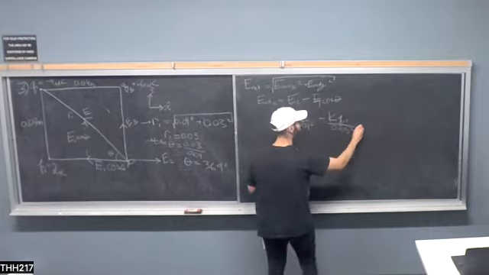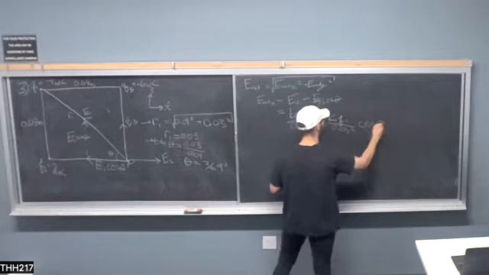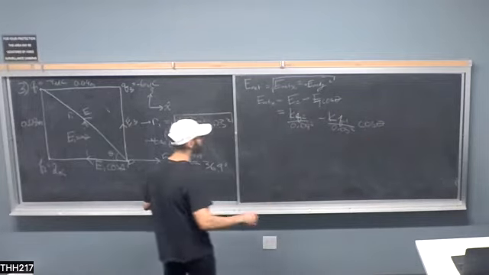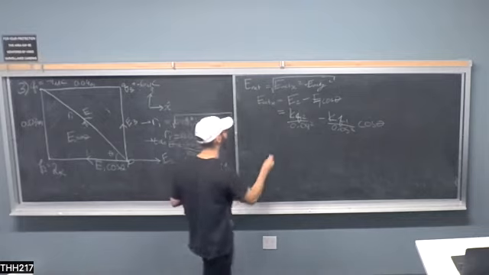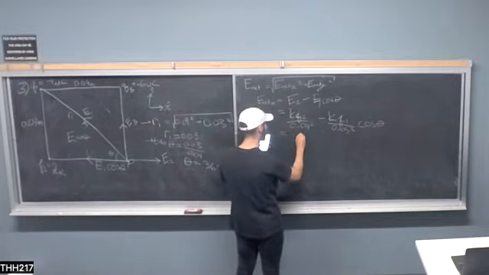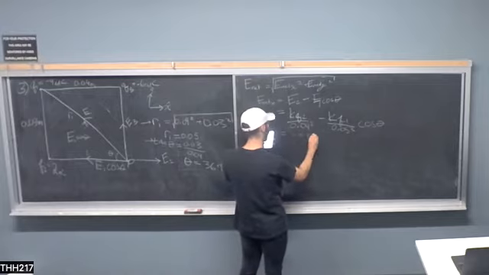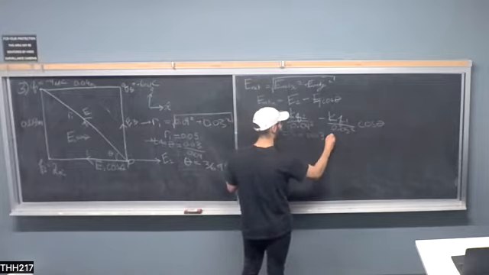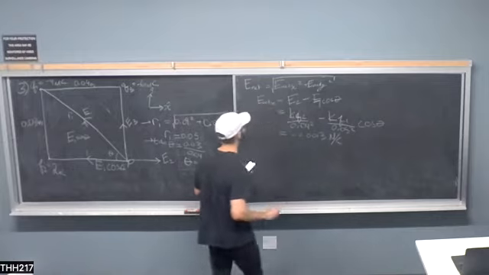0.05 squared cosine theta. We solve for theta. We plug everything in. We factor out what we can. We clean this guy up, and you can solve for this as minus 0.0013. What are the units? Newtons per coulomb. All right.